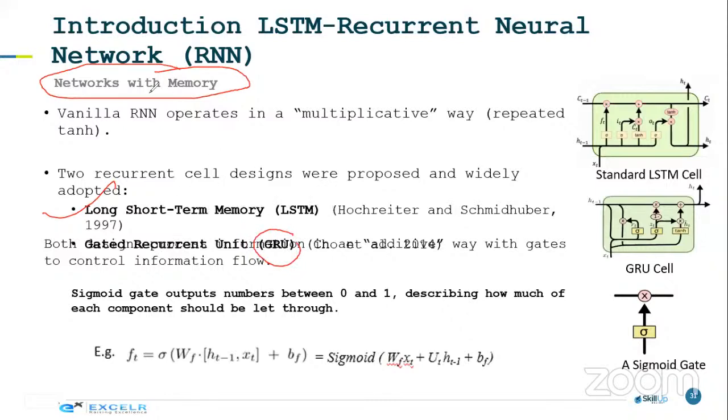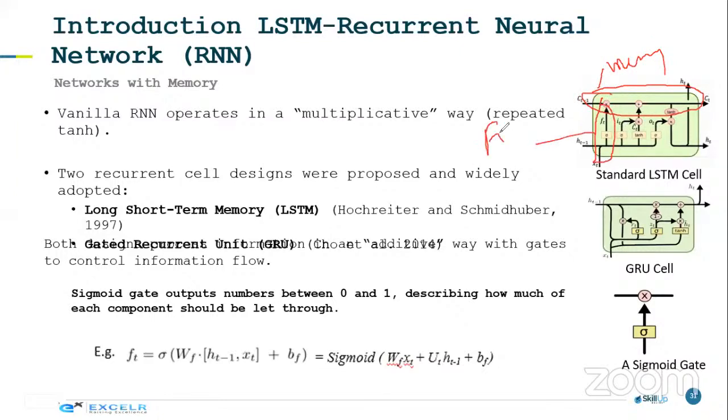Long short-term memory. Now these are the networks with memory where we'll be able to store some information and have some context for the sentence. This is how the LSTM looks, and this is how the GRU looks, and these are called the gates. Let me clarify this. This state is called the memory cell, and then we'll have one gate here, which is called the forget gate.